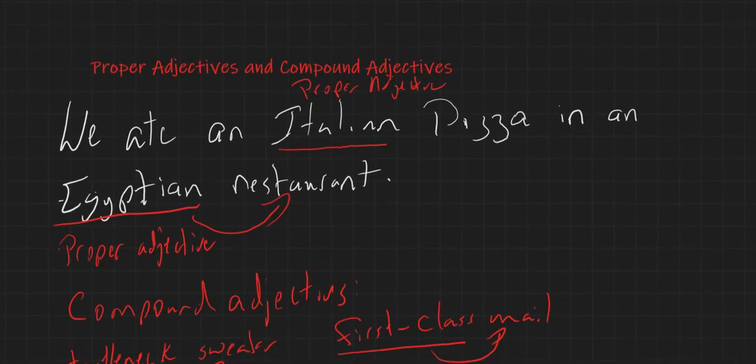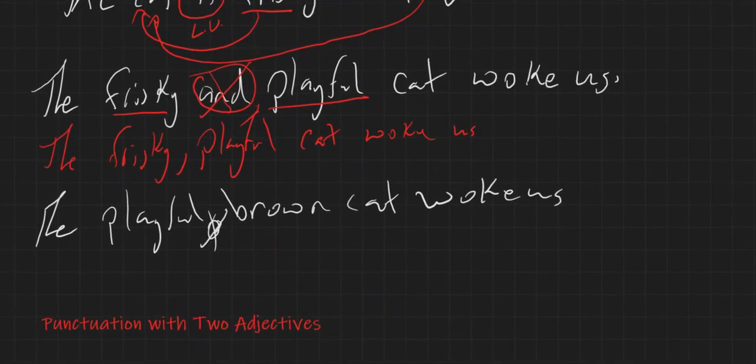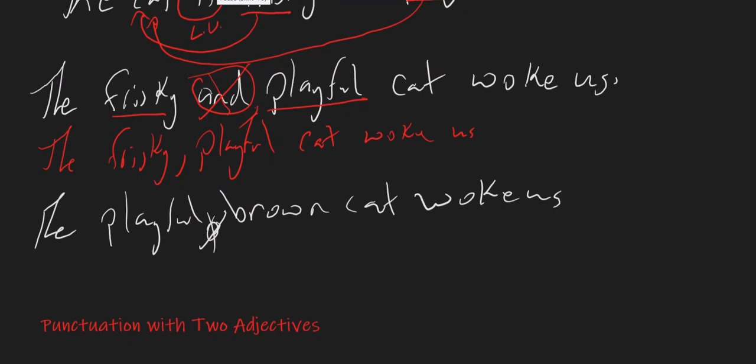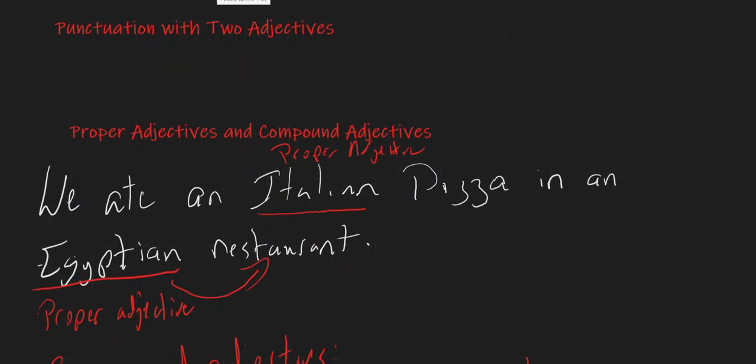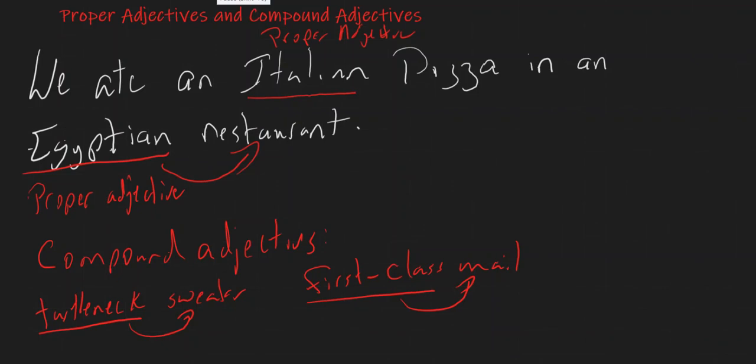In the punctuation of the adjectives, we said if you can add "and" or "or" between the two adjectives that modify a noun, like frisky and playful, and it sounds right, then a comma is necessary in this case. If it doesn't work out and doesn't sound natural, then a comma is not necessary in the case of two adjectives modifying a noun. And we also talked about proper adjectives. They are derived from proper nouns, such as Italy here. It can be Swiss watch, for example, derived from the word Switzerland, or Egyptian restaurant, derived from the proper noun Egypt. Then we call these proper adjectives.